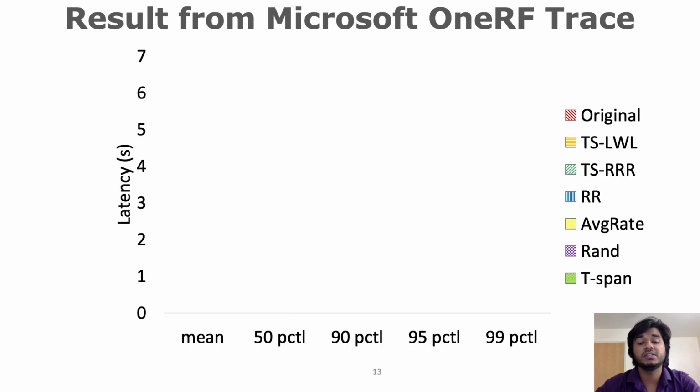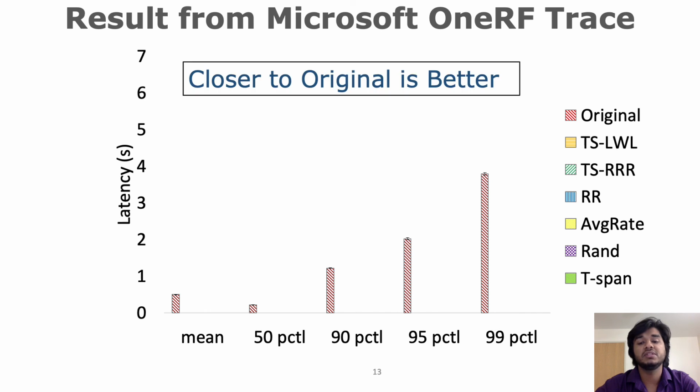We compare the latency-based performance of the original trace with multiple downscaling schemes. Here, we have a bar chart of different percentiles of latency, where the x-axis has the percentile and the y-axis has the value. In this graph, the closer the latency of a downscaled trace to the original, the better it is in preserving the characteristics of the original trace. As you can see from the plot, TSLWL matches the performance of the original trace very closely, even in the tail.